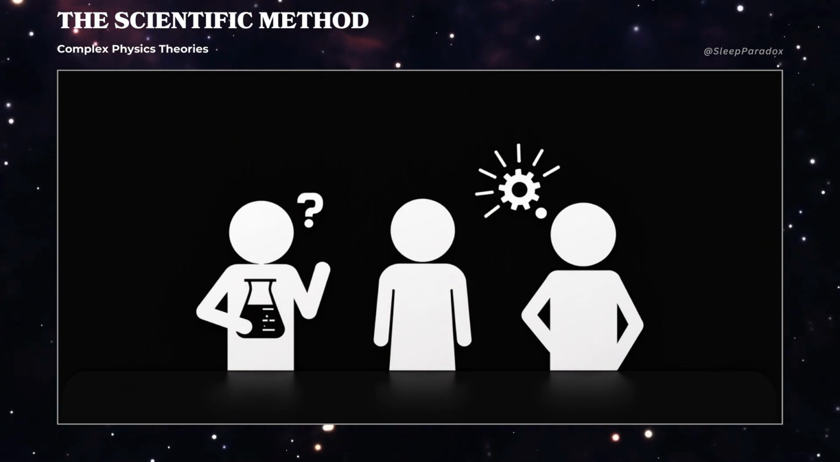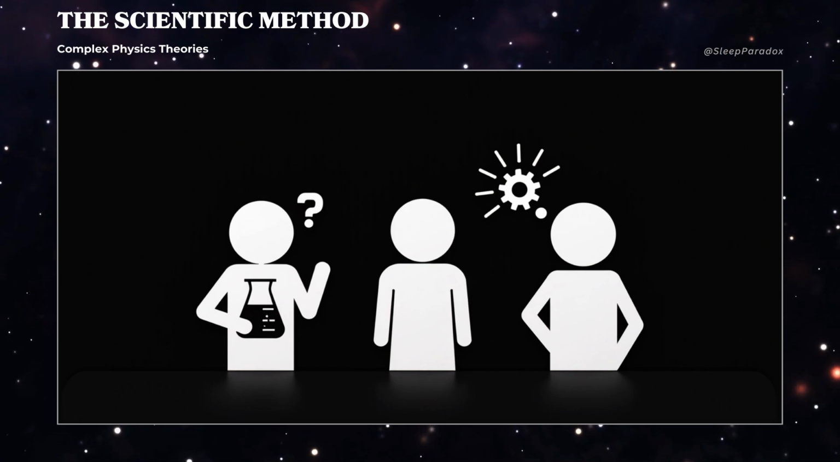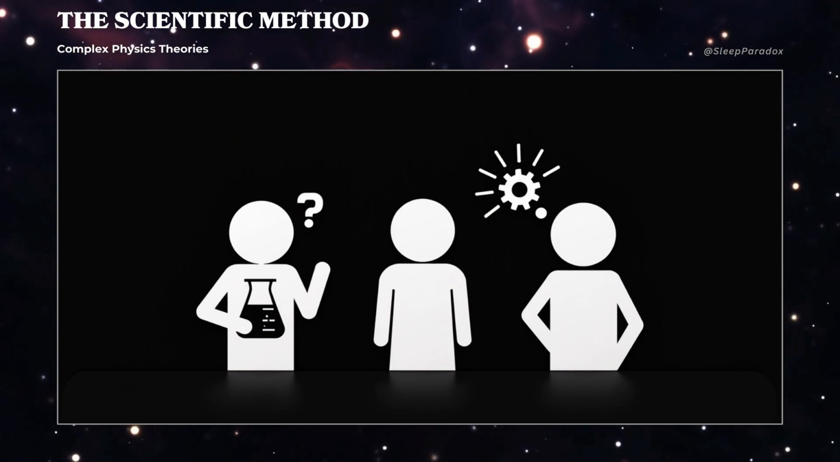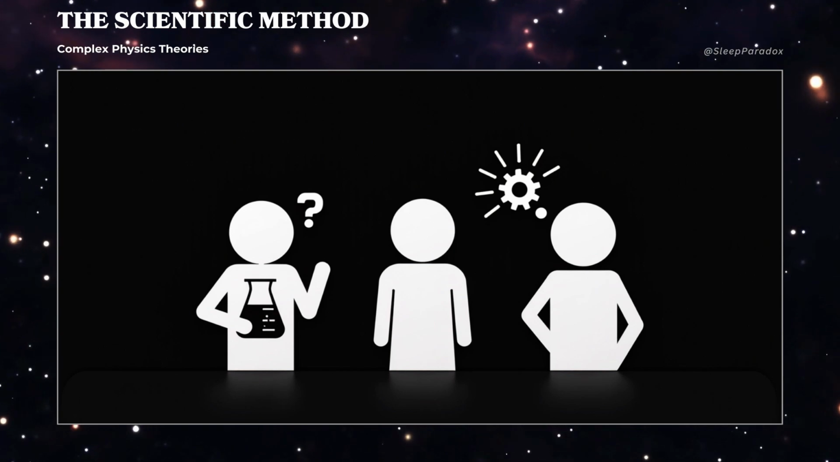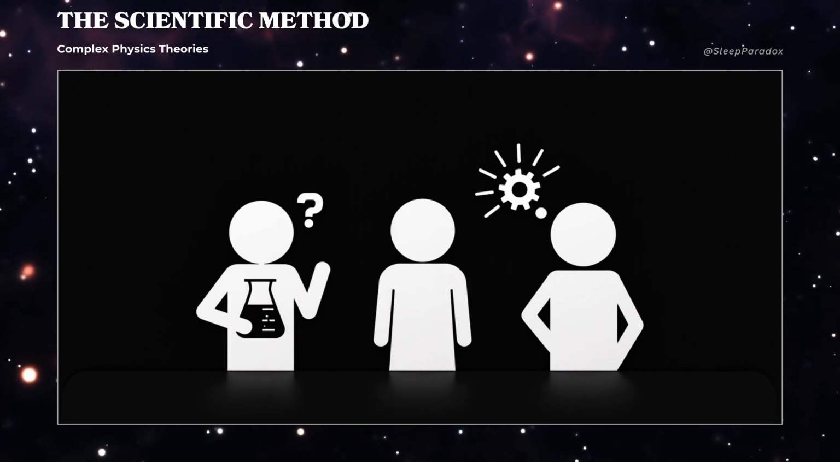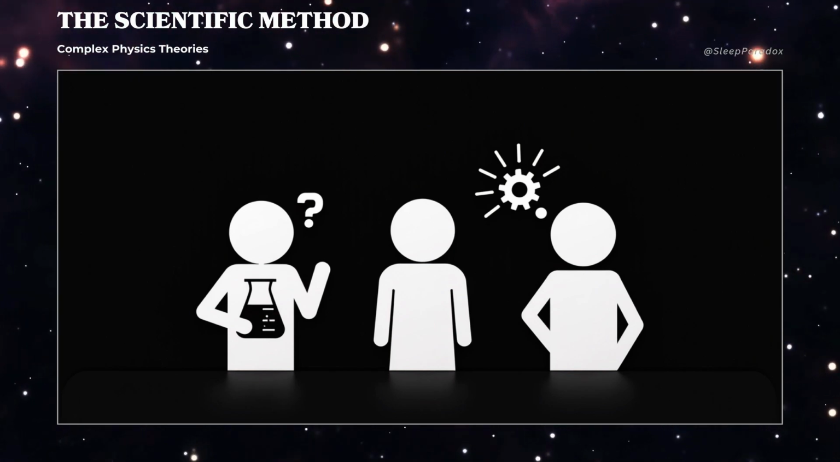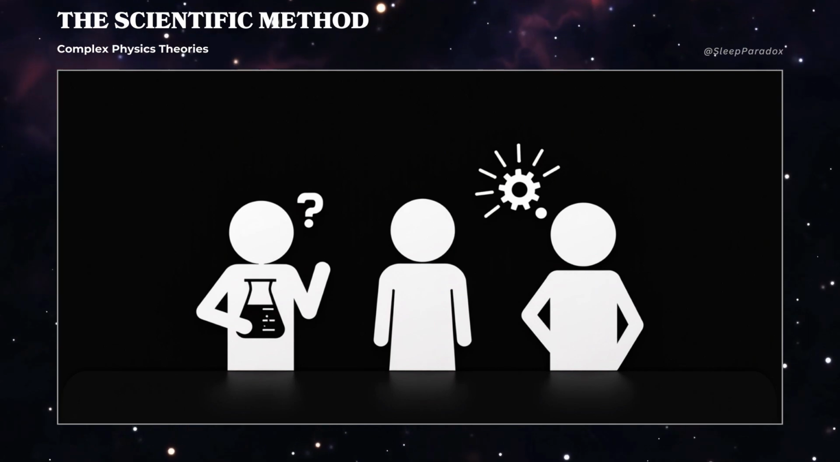A useful analogy is cooking. Suppose you want to make the perfect pancake. Your question might be, what ratio of flour to milk gives the fluffiest texture? You make a batch with one ratio, test the outcome, adjust, and try again.